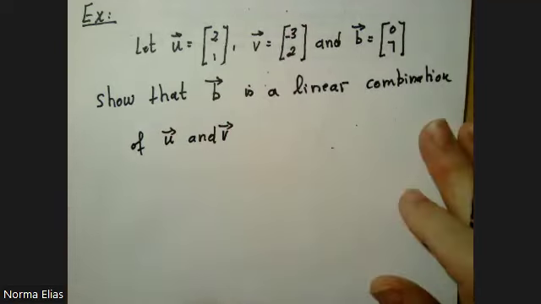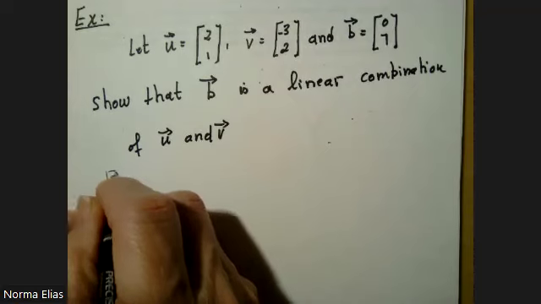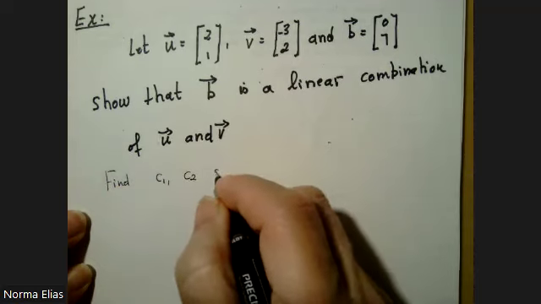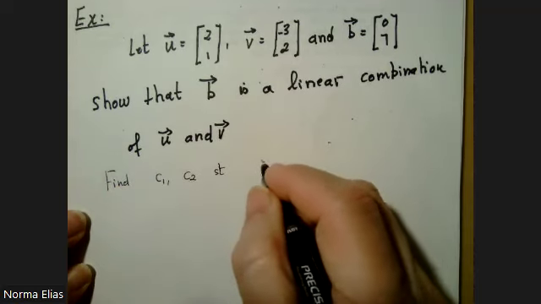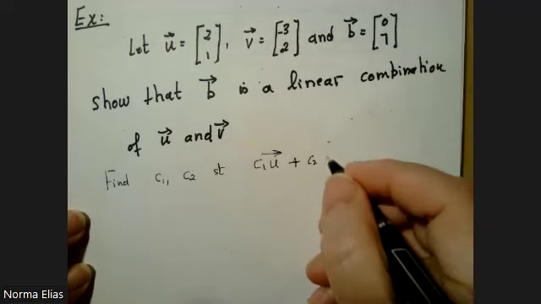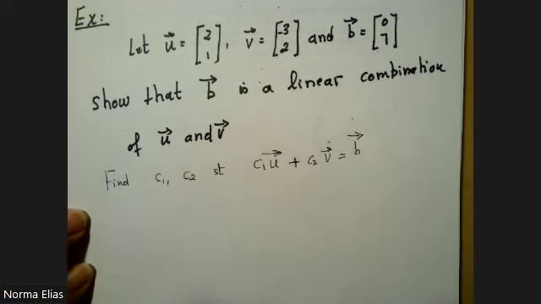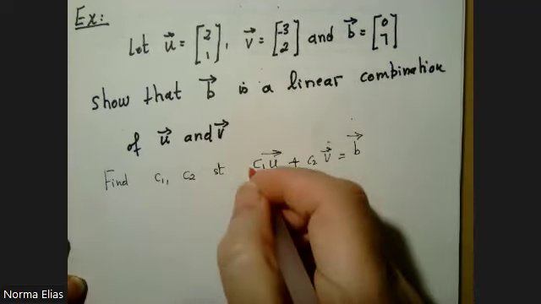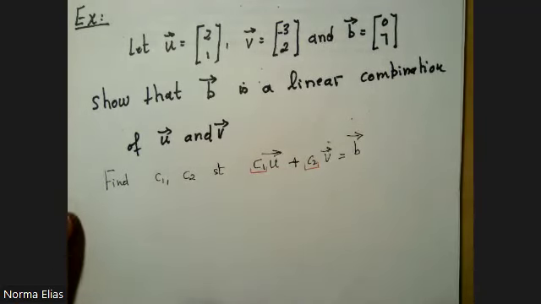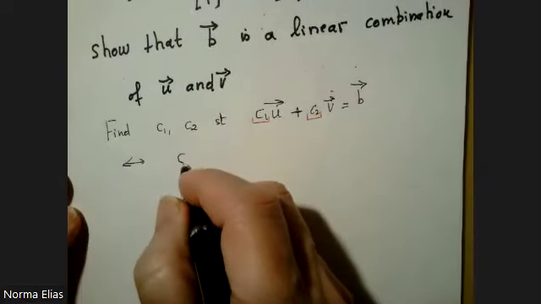So what I'm asking you about, it means we need to find weights C1 and C2 such that C1u plus C2v equals b. These are the unknowns. I always emphasize that what we are solving for are the C1 and C2. Okay, so can we find those? So this is equivalent to solving the following equation.